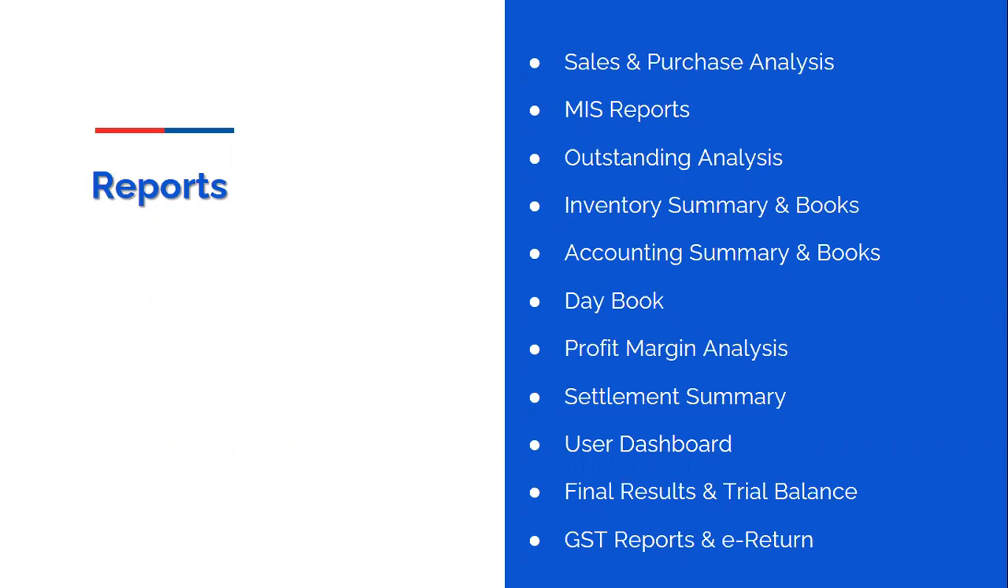Final result and trial balance. Final result is nothing but balance sheet, trial balance, P&L, etc. Cash in, cash out register, etc. These are all available with the software.